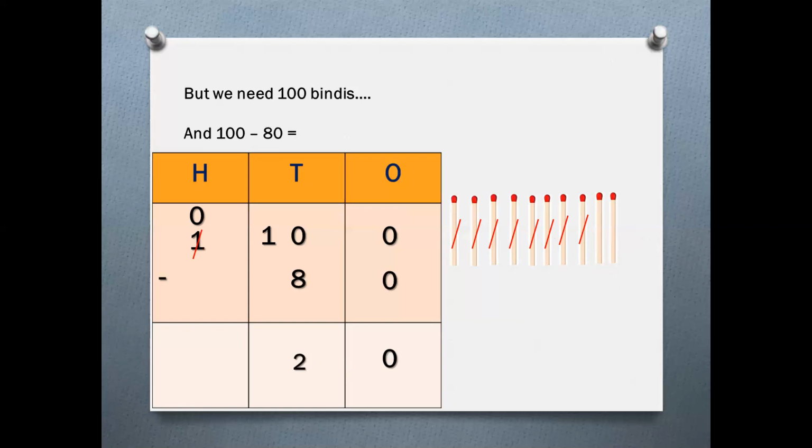Now, in the hundreds place, we have 0. So, just 0. Nothing is there over there. Now, 100 minus 80 is 20. Now, did you understand? So, Seema needs 20 more bindis to complete her century.